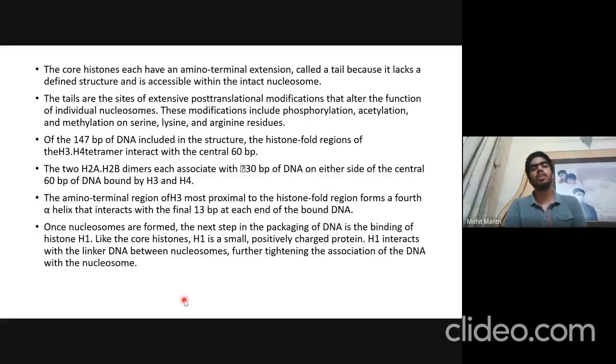So the core histone have amino terminal extension which is known as tail, and because it lacks a defined structure and it is accessible, this is known as tail, and it is accessible within the intact nucleosome. So these tails are the site of extensive post-translation modification. So the amino acid residue which are present on this tail are open for interaction with other proteins, and therefore many post-translation modification can take place which alter the function of this nucleosome, and these modifications include phosphorylation, acetylation and methylation on the serine, lysine, arginine residues of the tail.